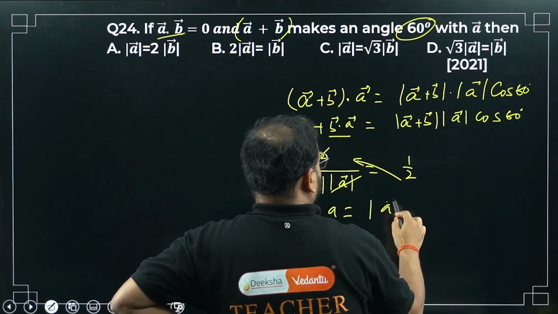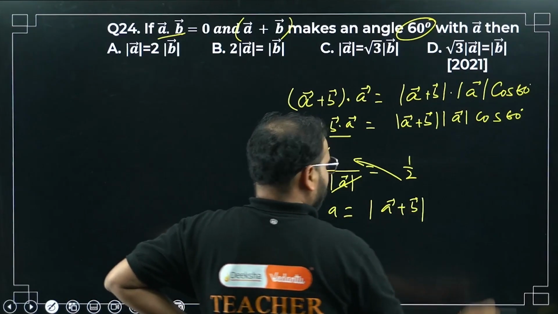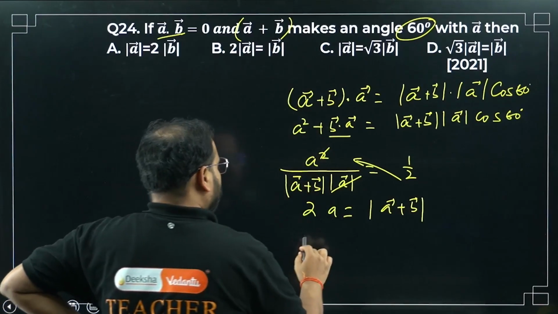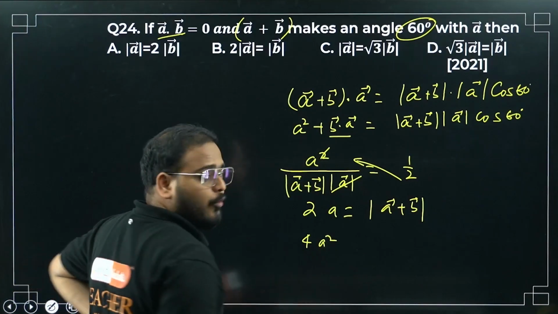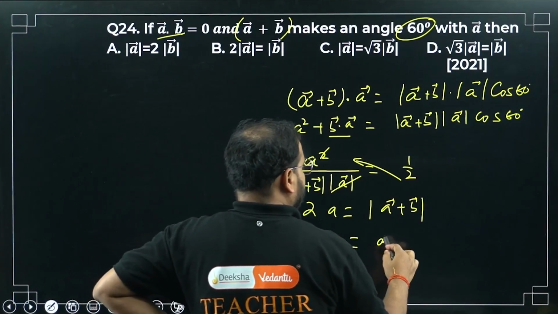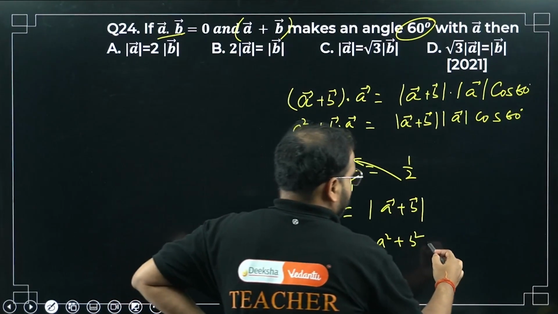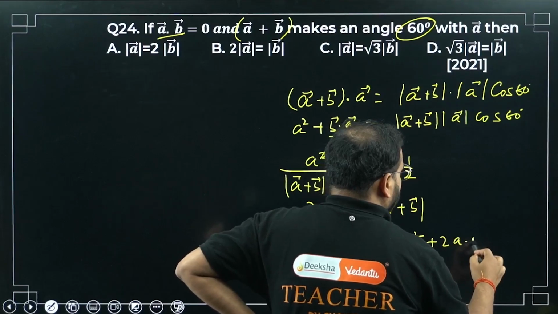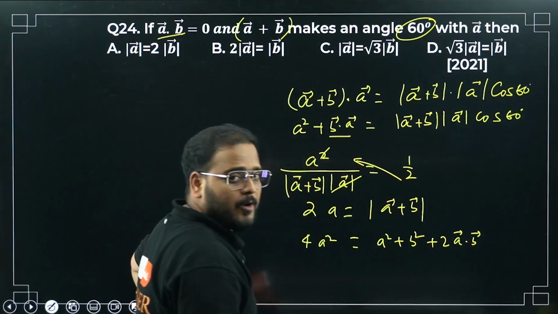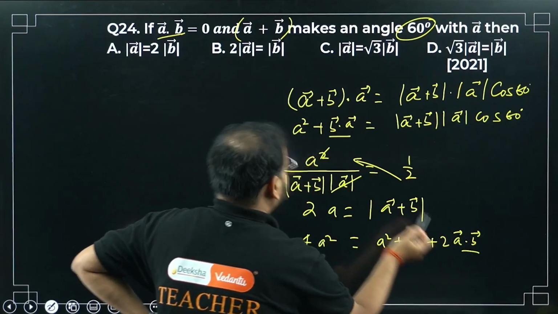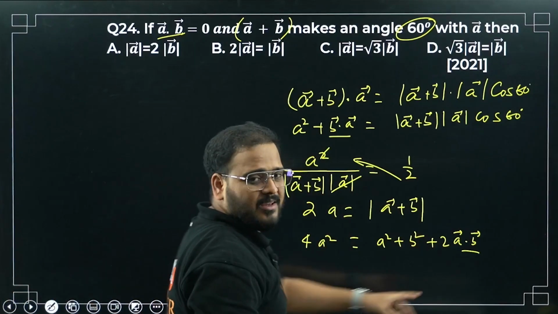Please check. Vector A, mod of vector A plus B. Take the whole square. What do I get on this side? 4A square. For this side, I get A square plus B square plus 2A dot B. Right? What is A dot B, sir? 0, sir. How did A dot B become 0, sir?